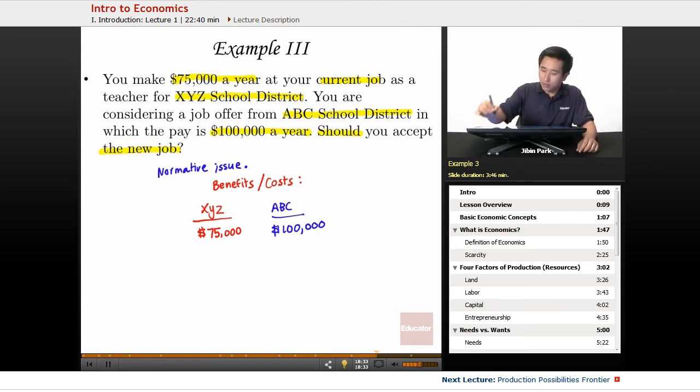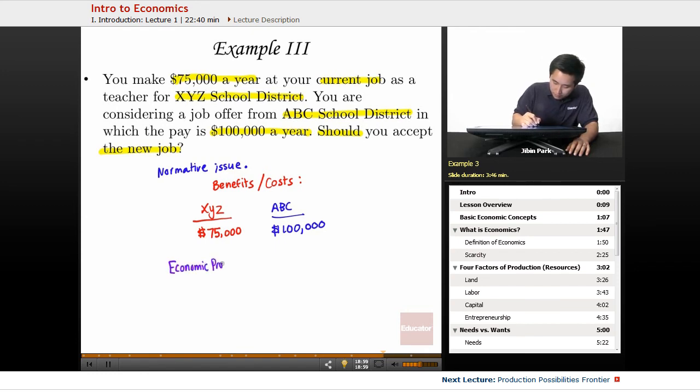One equation that you might want to commit to memory here. There are not a whole lot of equations in this course to memorize, but this is one of them that will be helpful in going over problems dealing with opportunity costs that touch upon money, for example, a problem that deals with a $75,000 a year versus a $100,000 a year job. So the equation would be economic profit equals accounting profit minus opportunity cost.